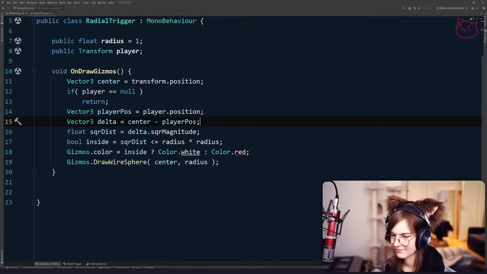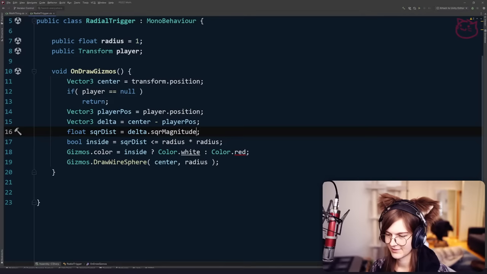What exactly did the dot method do again? In this case or in general? Because in this case, this gives you the squared length of the vector delta.